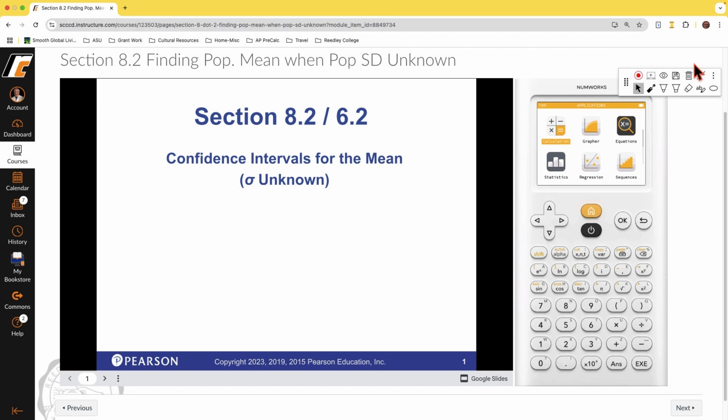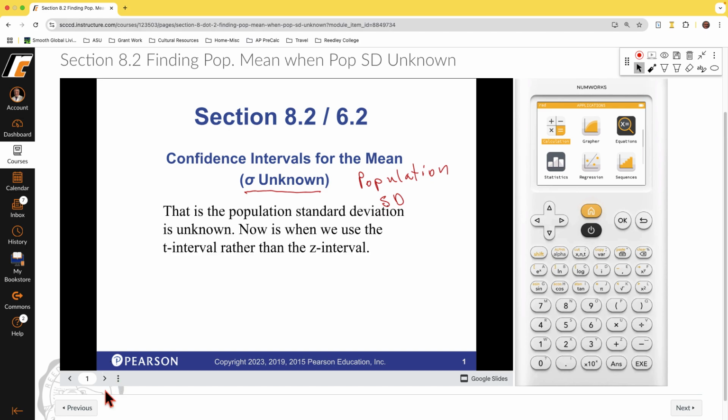and this time, we will not know the population standard deviation. So sigma is unknown. Let's again remember that's the population standard deviation. So what we are going to do today is use the t interval rather than the z interval. And we'll see it works similarly but slightly differently.